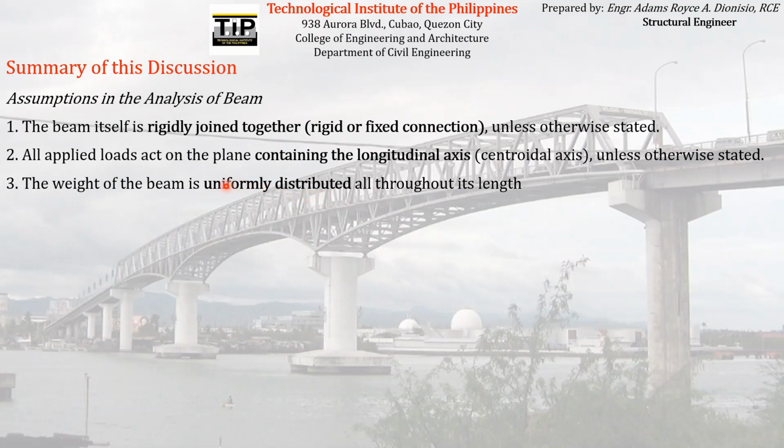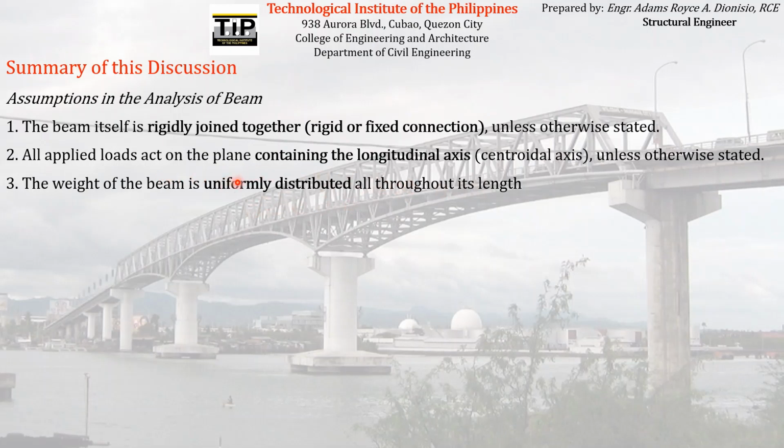Ibig sabihin ng prismatic beam, all throughout the length, yung cross-section niya, pare-pareho lang. So, pag ganun yung case, yung weight ng beam na yun, assumption natin is uniformly distributed all throughout the length. Minsan kasi may mga beam na tapering, kumbaga.